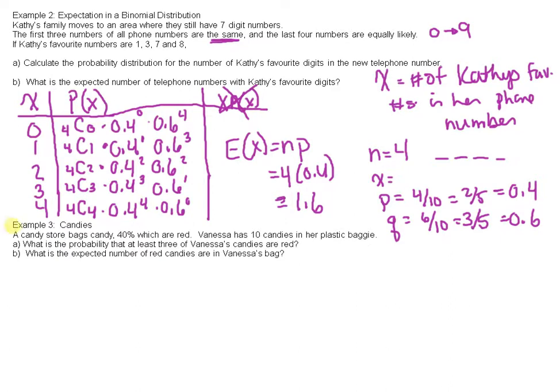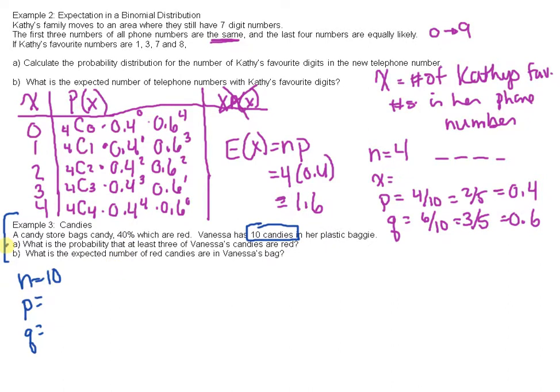Okay. Last example, example 3. A candy store sells bags of candy, 40% of which are red. So Vanessa has 10 candies in her plastic baggie. 10 candies, that's telling you the number of trials. Okay? And now, we have to just determine if p, a success, is red or is not red.